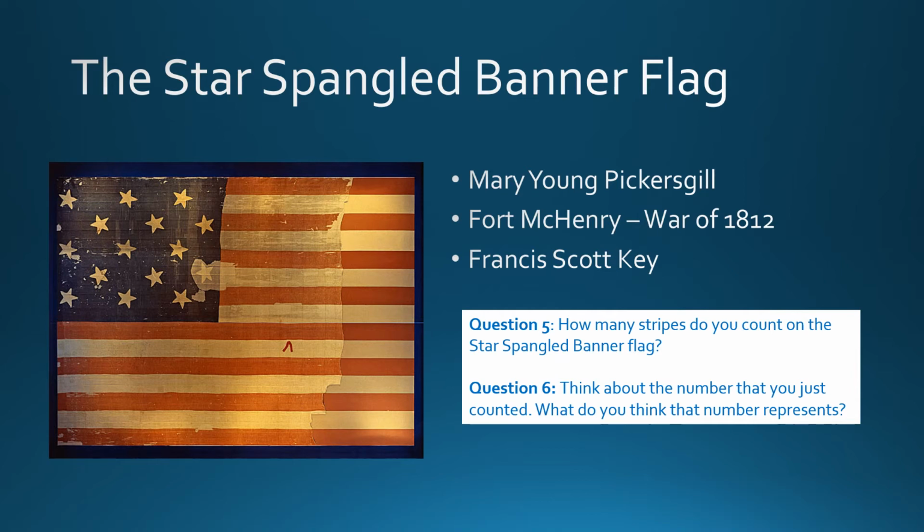The flag was installed in August 1813, and a year later, during the Battle of Baltimore, Francis Scott Key, who could see the flag from a British vessel, was inspired to write the words that became the United States national anthem. We call that song the Star-Spangled Banner. Question 5. How many stripes do you count on the Star-Spangled Banner flag?